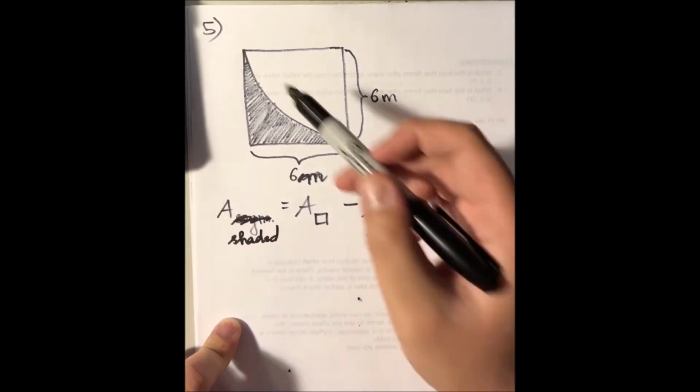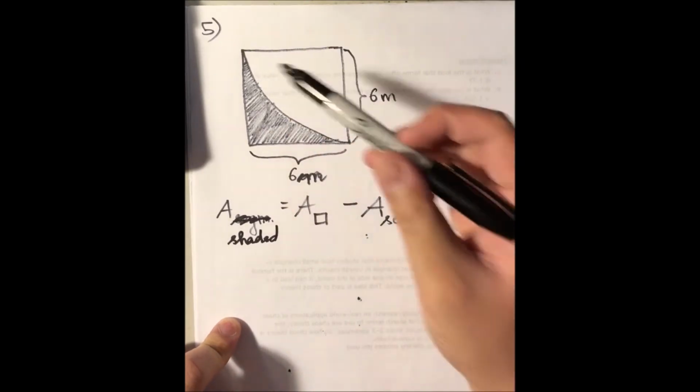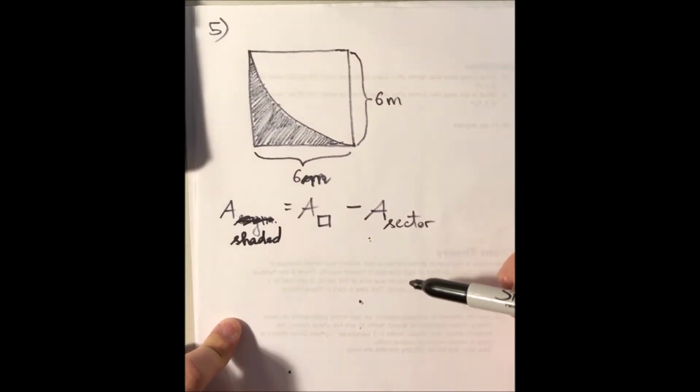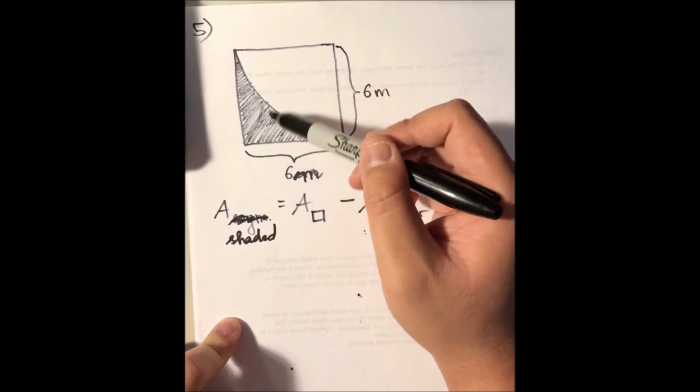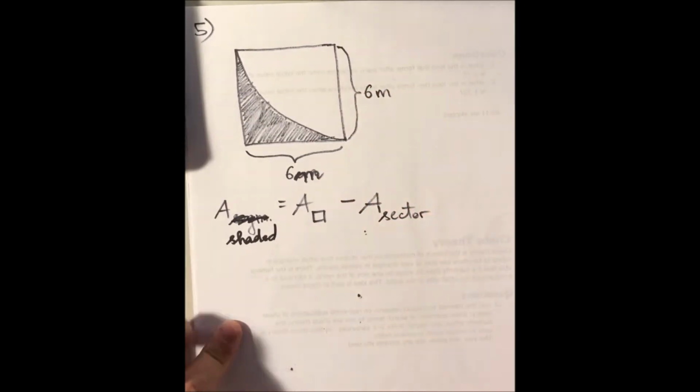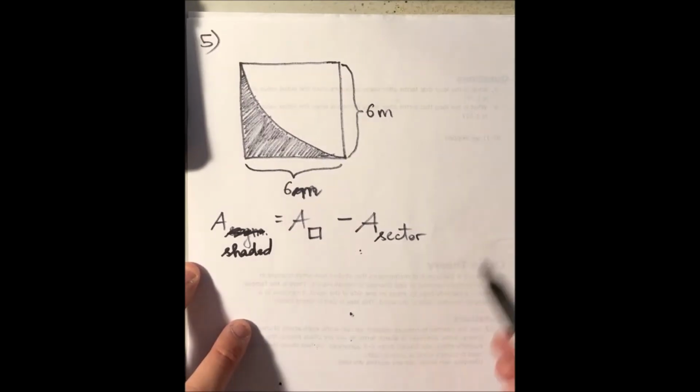we technically have to find the area of the entire square, and we have to find the area of this sector. Take the area of a square, subtract the area of a sector, we get the area of the leftover, and the leftover is the area of the shaded part. So how do we figure out the area of a sector?